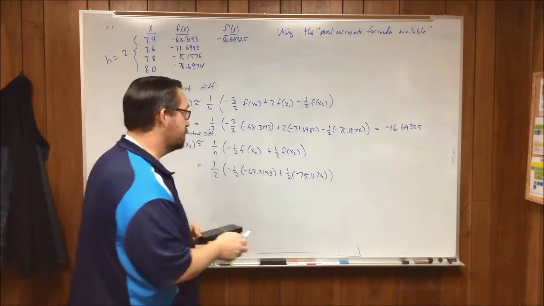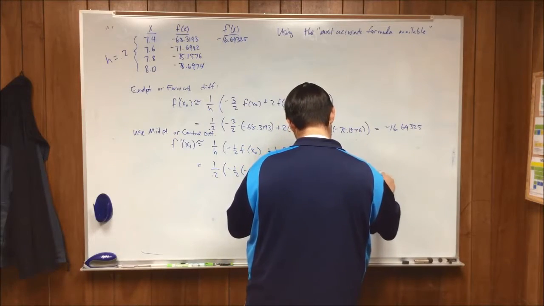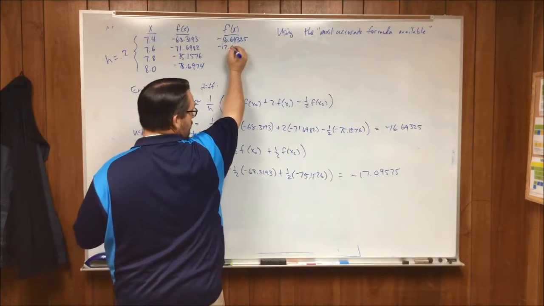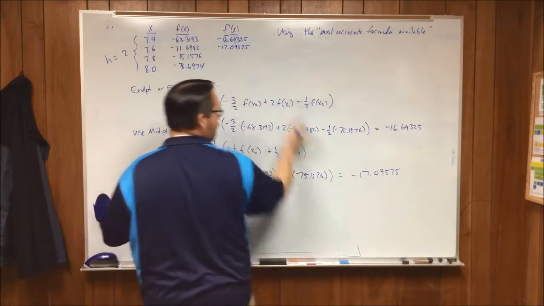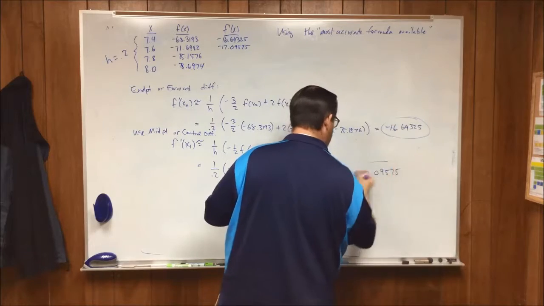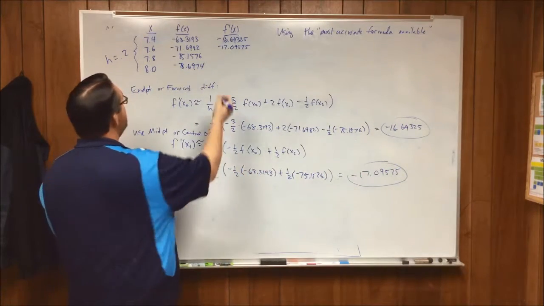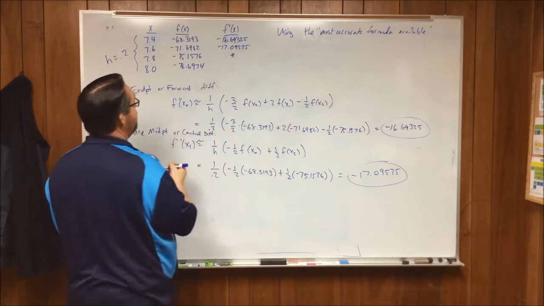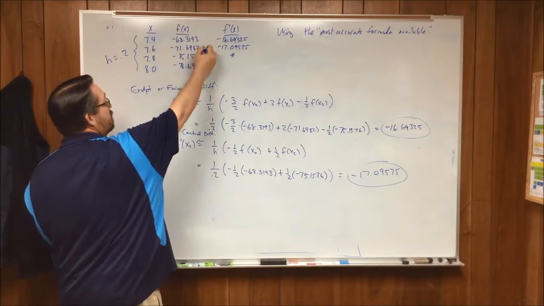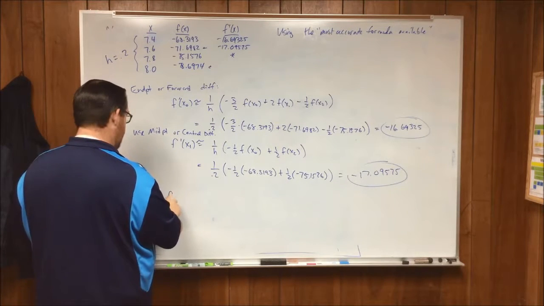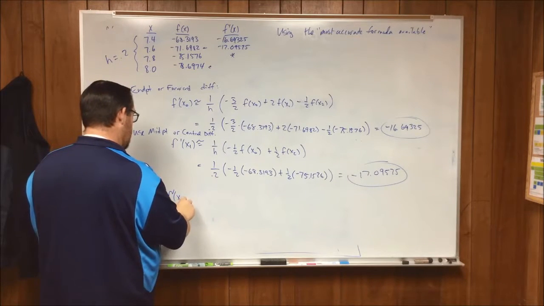So let's go to the calculator. It is negative 17.09575. And I think you get the idea. This one's going to be the same exact formula, only I'll use this point and this point. So I'm going to skip over that, and let's do f prime at x3.